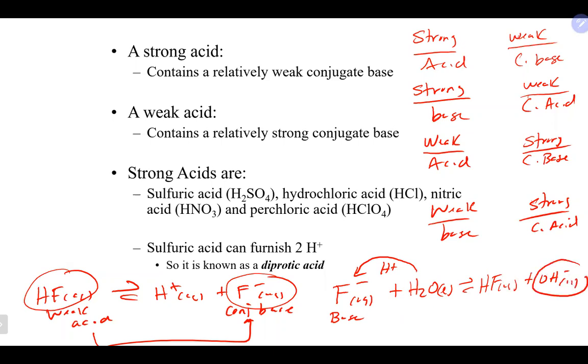So when we talk about the conjugate acid or conjugate base being strong, it is strong in the sense that it can go through a reaction known as a hydrolysis reaction, which we'll talk a bunch about if you go on to 1B.